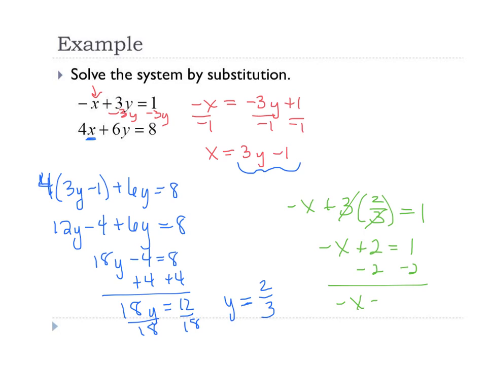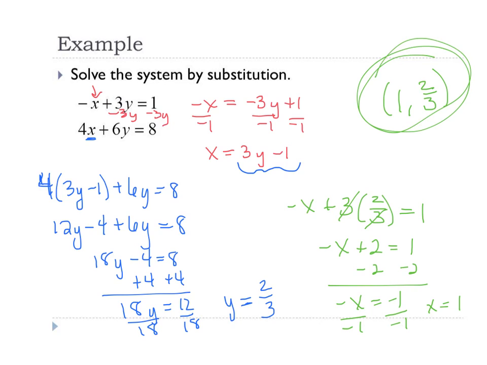And negative x equals -1. If I divide by -1, x equals 1. Okay, so my answer, making sure that you always write it as an ordered pair, there's my answer.